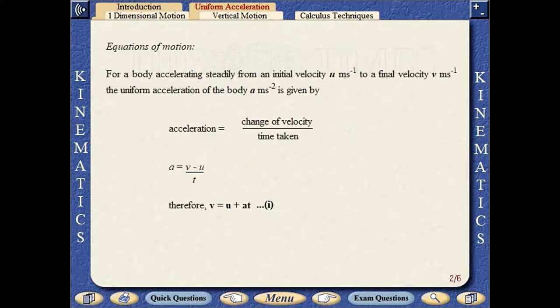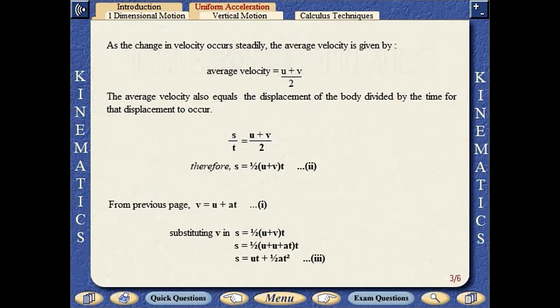For a body accelerating steadily from an initial velocity to a final velocity, the uniform acceleration of the body is found by dividing the change of velocity by the time taken for the change to occur. As the change in velocity occurs steadily, the average velocity is the mean of the initial and final velocities. The average velocity also equals the displacement of the body divided by the time taken for that displacement to occur.